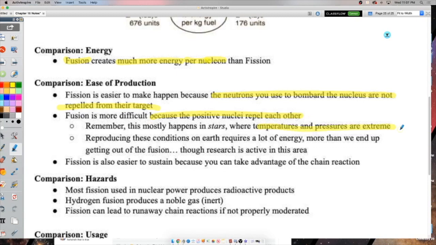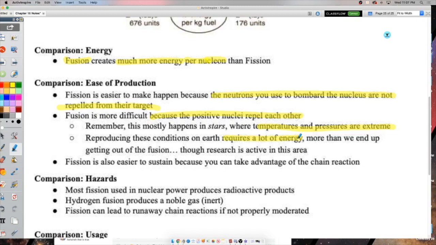Reproducing these conditions on Earth requires a lot of energy. Not that we can't do it, but making those extreme pressures and temperatures, we have to put so much energy into making that happen that the fusion that ends up happening ends up not even making it worth it. We get less energy out than we put in. Now, don't take that and say, oh, fusion is endothermic. No. Fusion is exothermic. But getting to fusion can require a lot of energy. Once fusion happens, it always releases energy, but getting there requires a lot, okay?